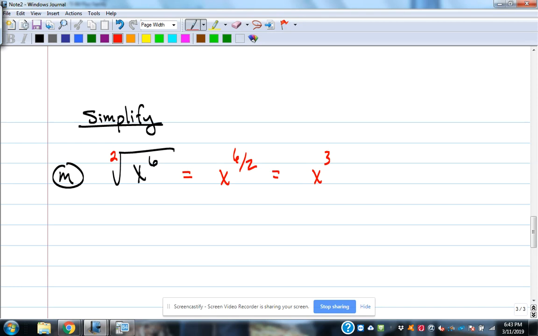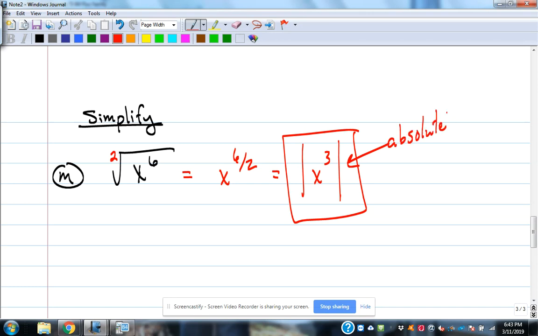Because it was an even index, we need to put absolute value marks around our answer. So those are absolute value marks. The reason we need absolute value marks is, if it's an even index, what's the only kind of number we can get a real answer from when we take the root? Positives. And what does absolute value always give us? Positive numbers. So when we're simplifying with variables inside, we don't know what kind of numbers those are going to be. That's the only time you've got to do it: if it's an even index, put absolute value marks around your answer.